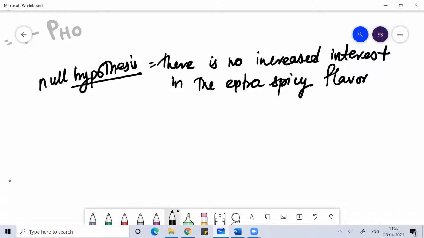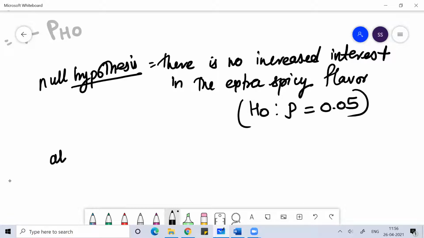There's no increased interest in the extra spicy flavor, or there's no increased demand for the extra spicy flavor. Then you write H naught: p is equal to 0.05. Two years before, the demand for extra spicy flavor was 5%, and still it is 5%. That is what you need to write in the null hypothesis. There's no increased interest in the extra spicy flavor in the current time as compared to 2 years before.